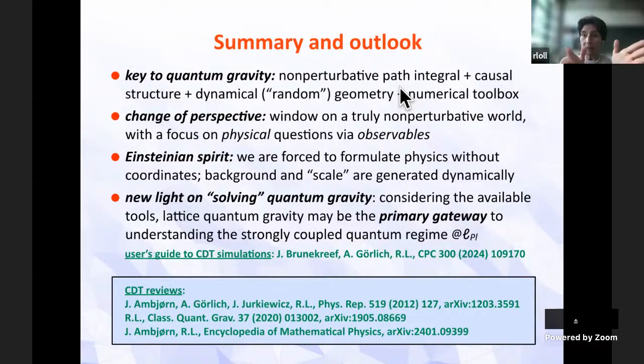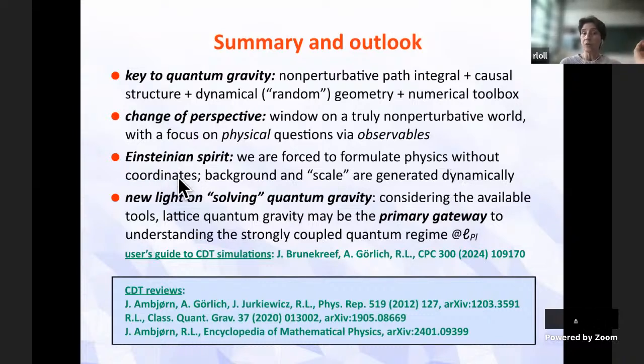But now we have this, it's working, and now we can just focus on the physical questions. So it gives us a window on this truly non-perturbative world near the Planck scale. And there are many surprises. Most things don't look classical at all. But we ask physical questions, and we have to find the right observables to answer what are good questions.